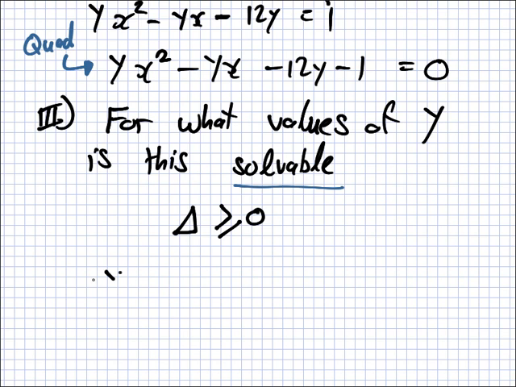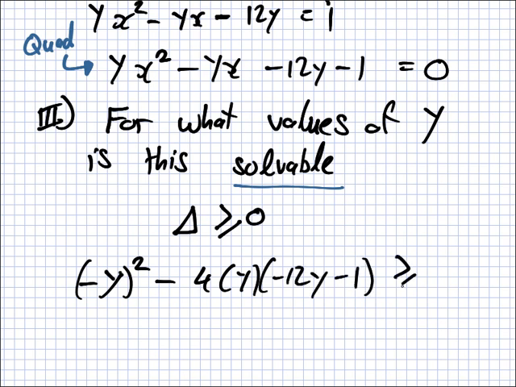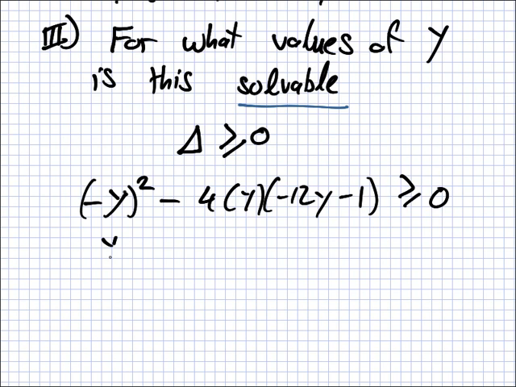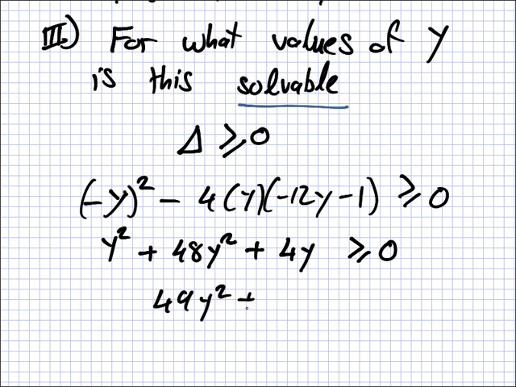So you get then minus y squared minus 4 times y times minus 12y minus 1. That needs to be bigger than or equal to 0. If you solve this, you get the range. So let's solve it. That's y squared minus, minus is plus, 48y squared, and then plus 4y greater than or equal to 0. So that's 49y squared plus 4y greater than or equal to 0.